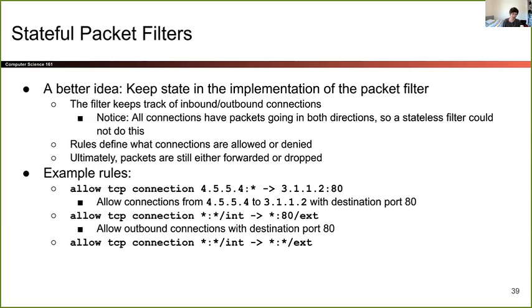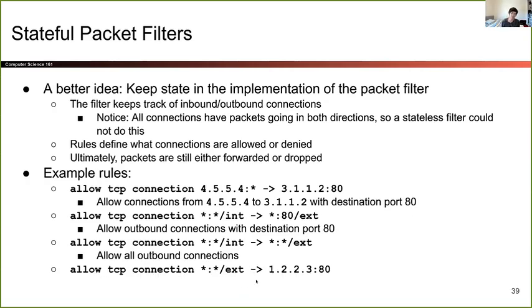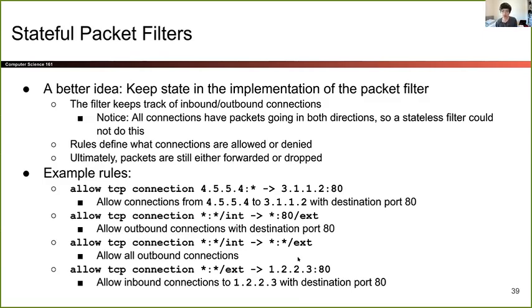And we can also say allow all internal hosts to external hosts. So this says just allow all outbound connections. This is what you'd see on a typical home network. Or maybe you want to be a bit more restrictive, or actually let's go the other way. We're allowing inbound connections, so all connections from the external network to this one specified host, presumably on our internal network, and only to port 80.